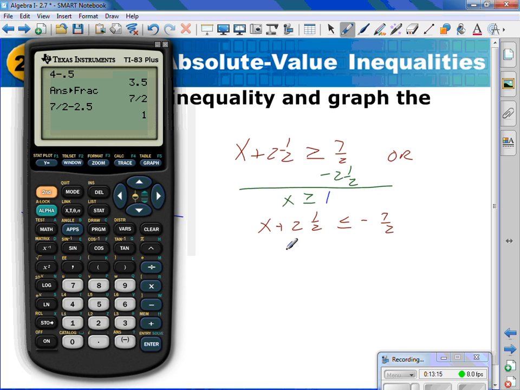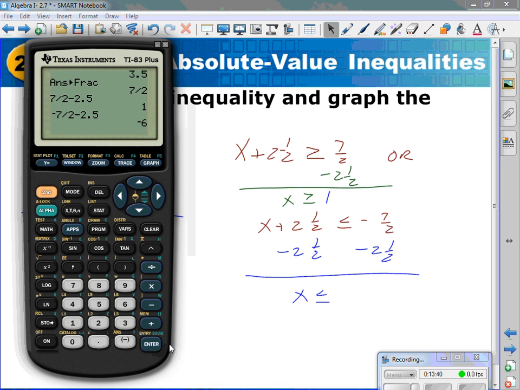Now I need 2 over here. Now don't just automatically assume it's going to be -1. That's the number one mistake. People just think the other one has to be -1. Minus 2.5 on this one, minus 2.5 on this one. X is less than or equal to -7/2 minus 2.5, -6. So it's x is greater than or equal to 1, or x is less than or equal to -6.